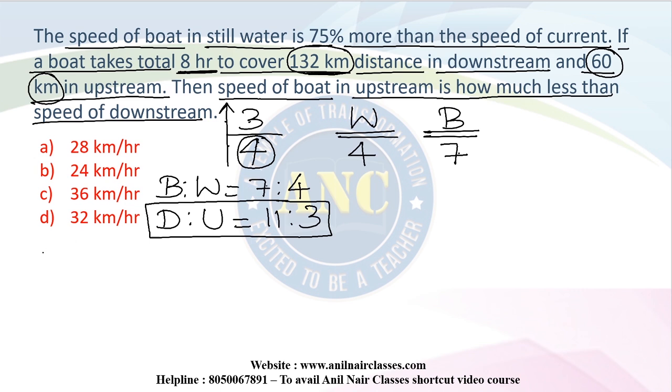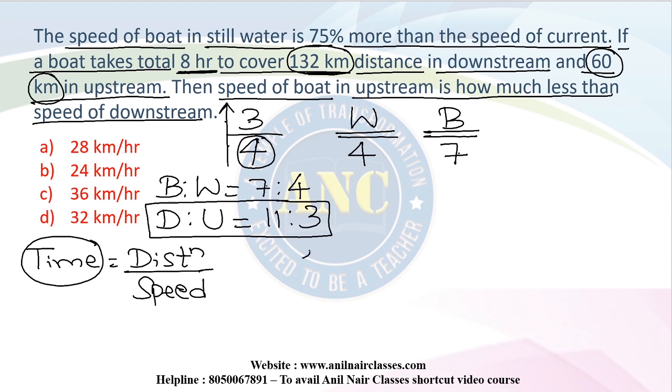Can I say that time is equal to distance by speed, right? Time is equal to distance by speed. So using the same notation, the total time taken is given in the question as 8 hours. So this 8 hours is upstream and downstream combined together.